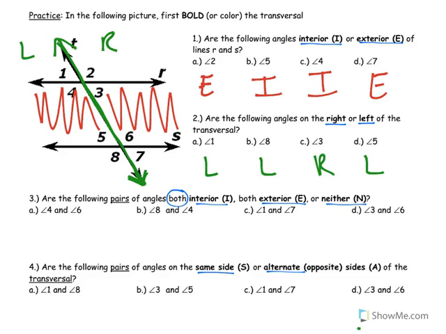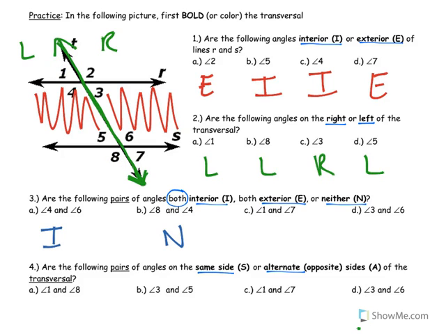Number 3 is a little bit different. Number 3 is asking you to look at pairs of angles. So I'm looking at the 2 angles at the same time, and I'm asking, are they both interior, both exterior, or neither, which would be one being interior and one being exterior. Looking at angles 4 and 6, those both lie in the red region that I've shaded, so those are both going to be interior. Angle 8 and angle 4, notice one's lying in the red, angle 4, and one's lying on the exterior, angle 8. So those would be neither.